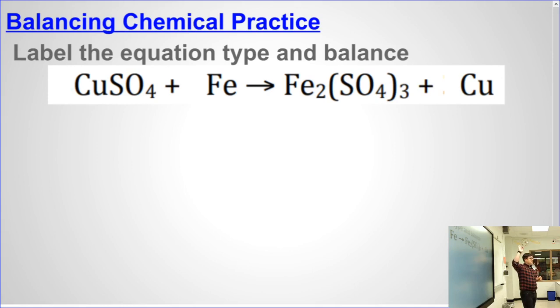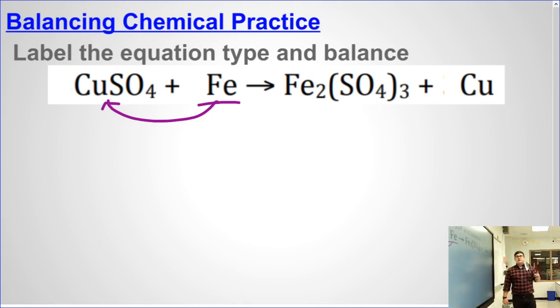Alex, is it single replacement? That's the first question I'm going to ask. What type of reaction is this? Single replacement. Because what's being replaced? The iron. Yeah, the Fe and the Cu. Iron's coming in, kicks out the copper, and says, no, adios. Alright? Copper's now by itself.